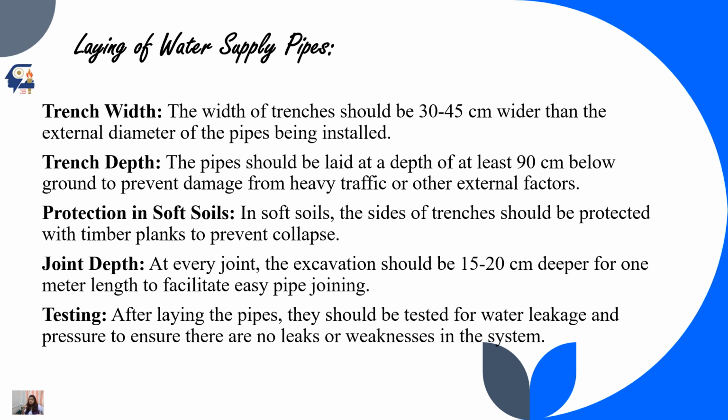Trenches should always be around 30 to 40 centimeters wider than the external diameter of the pipe, and trench depth should be at least 90 centimeters below the ground to prevent damage from heavy traffic and from external sources. Soft soil should be protected by timber planks to prevent any inward collapse. Next, joint depths should be around 15 to 20 centimeters deeper for 1 meter length. This is in order to facilitate easy piping.